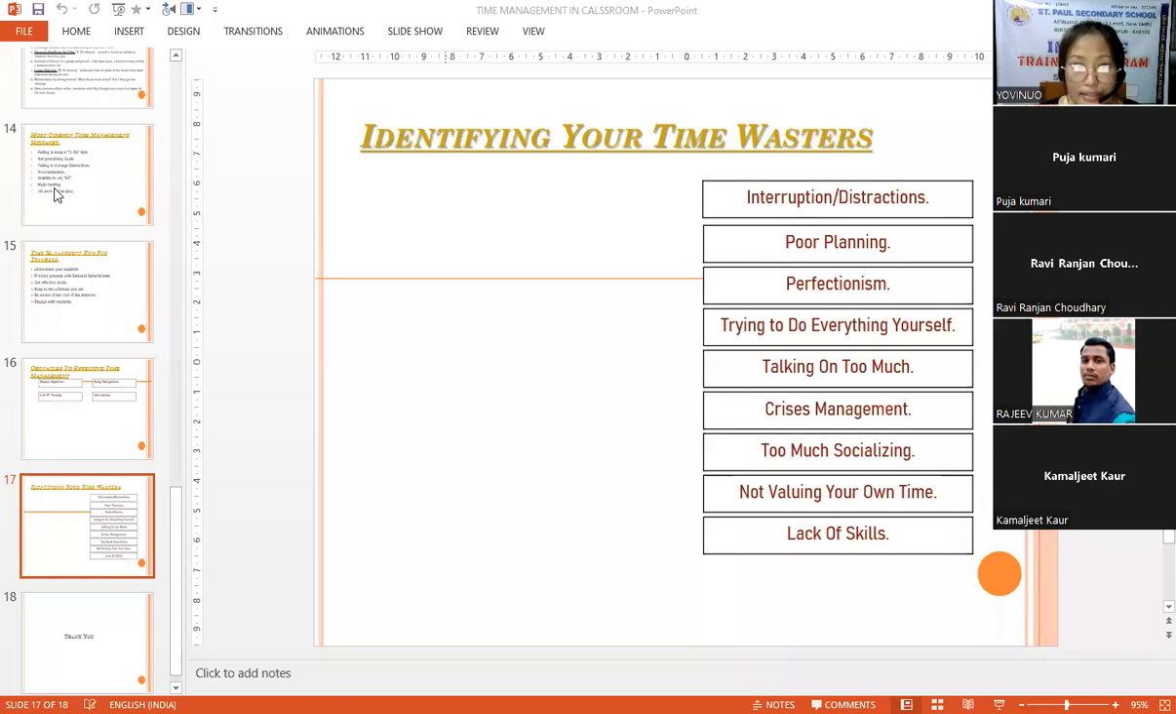These are certain areas or certain problems which will creep up, which are your time wasters or time robbers. Once we know how to deal with all of these things, we are one step closer to success.